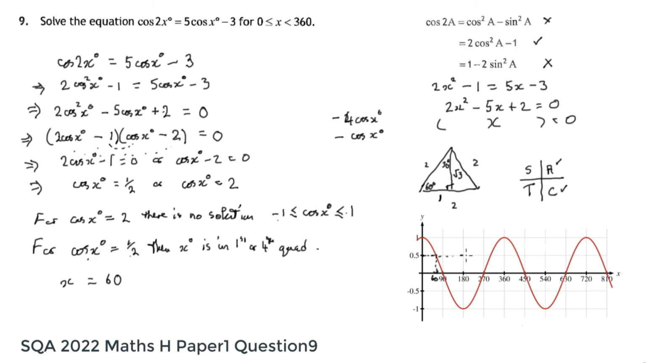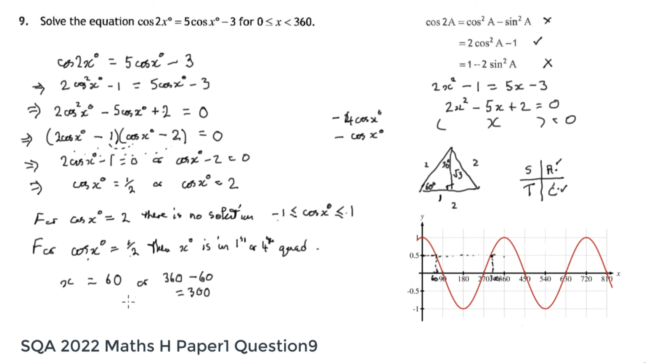Now there is another angle. And by symmetry, you can see you've got 360 minus that 60 degrees. We'll have 300 in there. If you're using this diagram, you start off with 60 in the first quadrant. Your fourth quadrant angle, you go all the way around to 360 and subtract the 60. So it's 360 minus 60, which is 300.